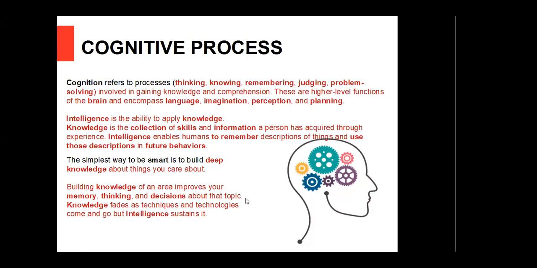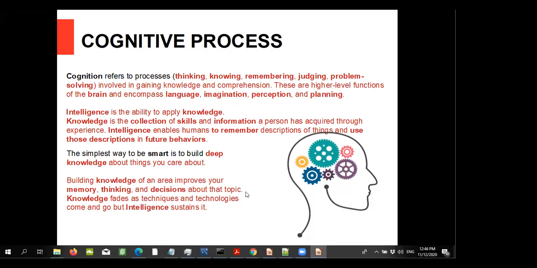So the simplest way to be smart, you know, when we say people are smart, remember we talk about smart things, smart systems, smart cities, and all that. I have talked about smart cities not being about technology. It's about intelligence. So we need to understand the basics. We can't be throwing words like smart around. The simplest way to be smart is to build deep knowledge about something. You are smart about something, you have a deep knowledge about something.